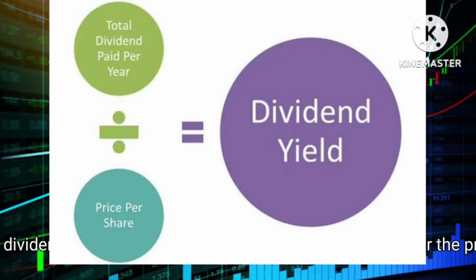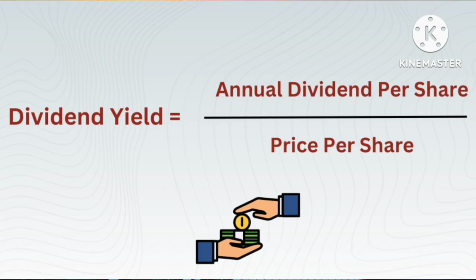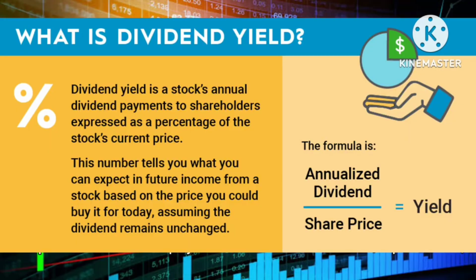The dividend yield shows how much you make in dividends for the price. You get a percentage by dividing the stock's annual dividend by the stock's price. This tells you how much cash you can expect to receive for each dollar you invest in the company at the present stock price. For example, if a company's stock price is $100 and pays an annual dividend of $5 per share, its dividend yield would be 5%.